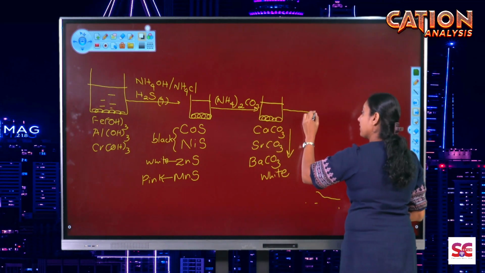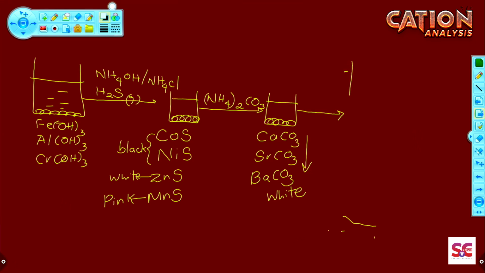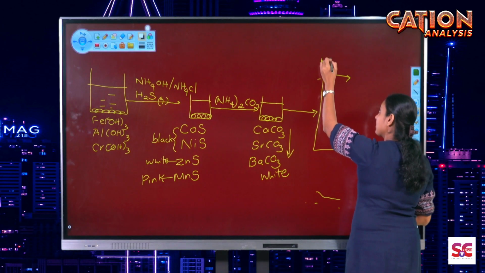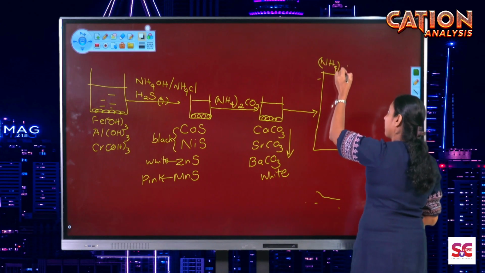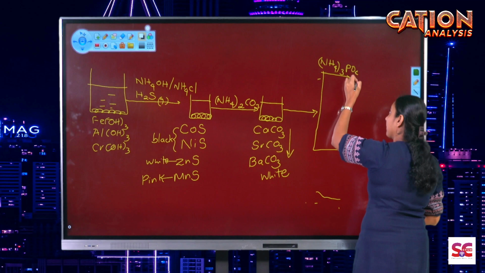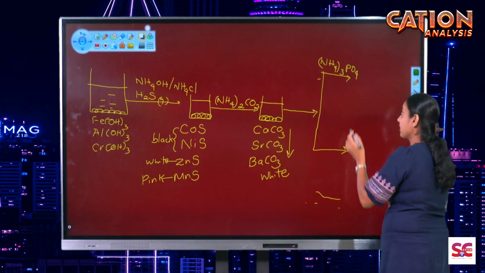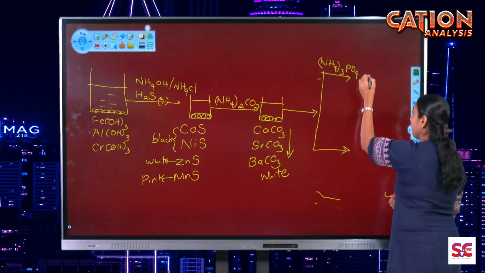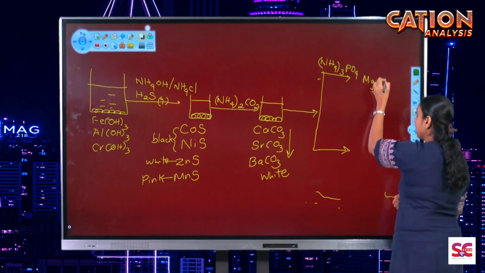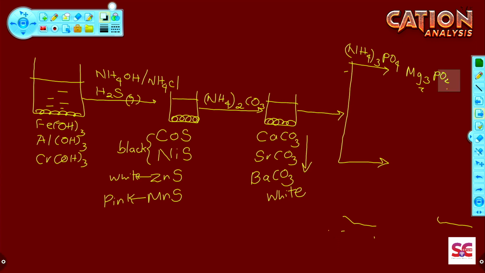Then we can take the filtrate out, and I will separate the filtrate into two and add some ammonium phosphate. If the filtrate contains Mg2+ ions, magnesium precipitates as magnesium ammonium phosphate. Right. Then I can do the flame test.